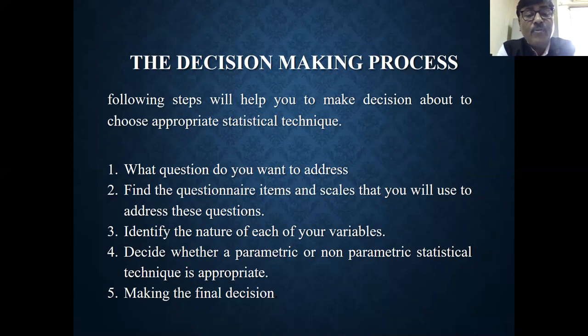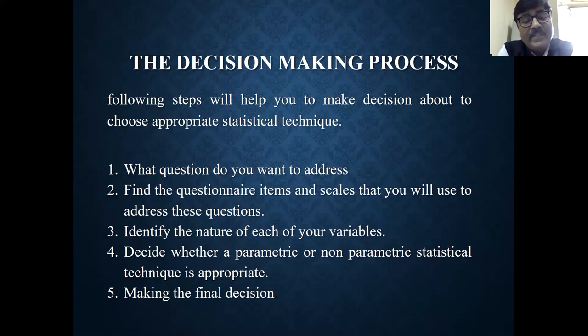Now, first you have to look at what question you want to address. For example, is there any association between pet lover and educational qualification, or pet lover and marital status, whether married, unmarried, widowed, separated? Is there any relationship between pet lover and marital status? If you have such questions, first we have to look at what questions you want to address. Once you find the questions, next is the questionnaire items and the scale that you will use to address the question.